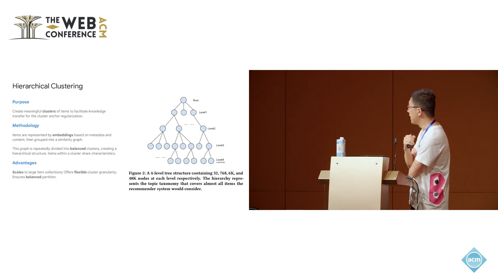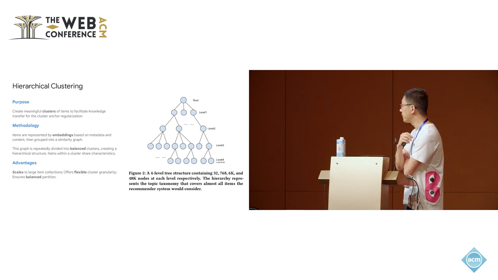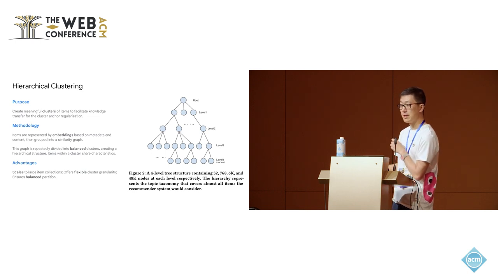To achieve this, we represent items by embeddings based on their metadata and content, and then we group them into a similarity graph. Then this graph is repeatedly partitioned into balanced clusters so that it creates this kind of tree structure, and items within each cluster are homogeneous. This technique is scalable to a large item collection and also gives flexibility in terms of granularity. And finally, we make sure the partitions are balanced. So basically, within each cluster, we have roughly the same number of items.